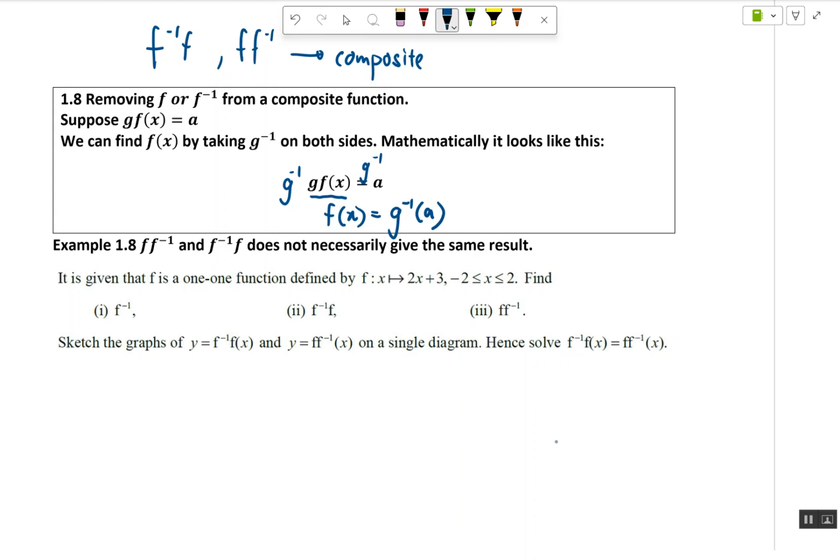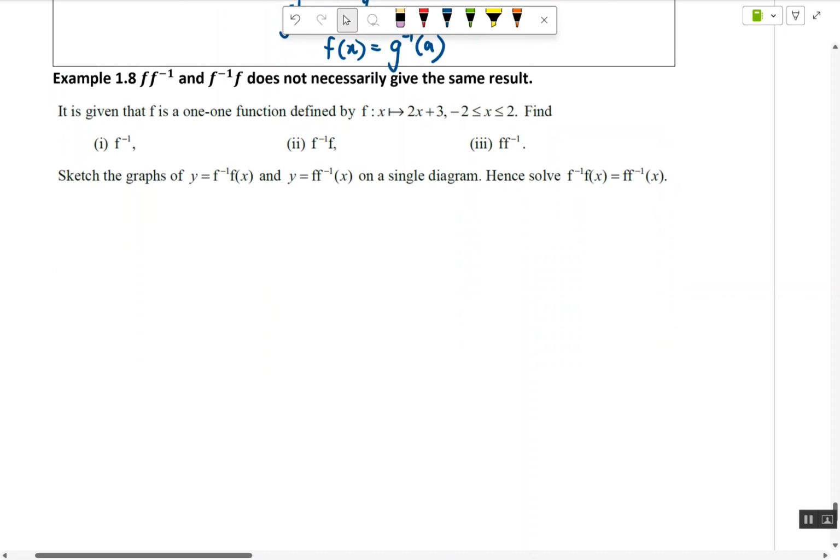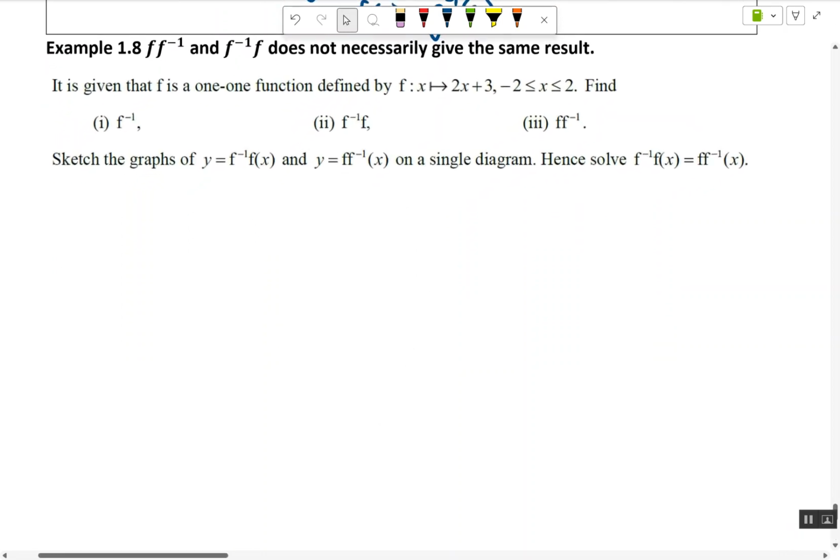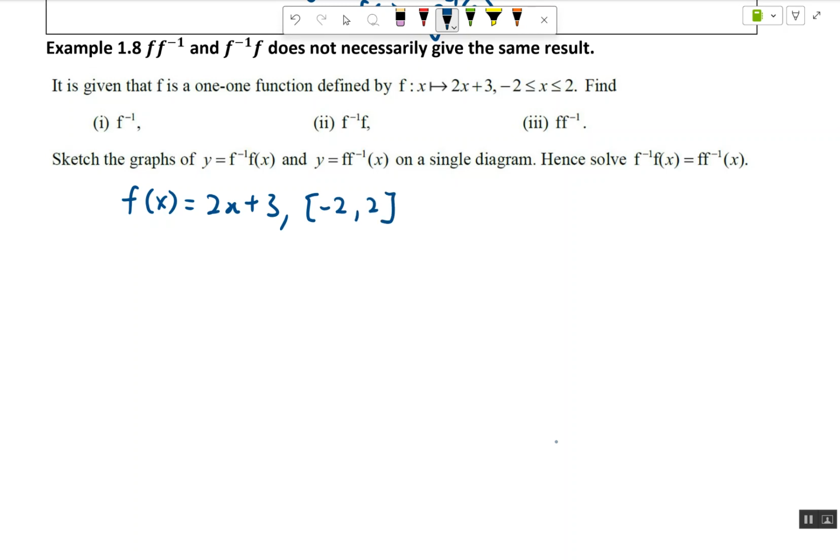Next, it is given that f is a 1-1 function. Remember, an inverse can only exist if f is a 1-1 function, given by this. First thing, I will always write down f x equals 2x plus 3, and I'm going to write down the domain, inclusive of -2 to 2. Now I want to find f inverse. In order to find f inverse, I let y equals 2x plus 3. So I have x equals y minus 3 over 2. Therefore, my f inverse x is going to be equal to x minus 3 over 2.